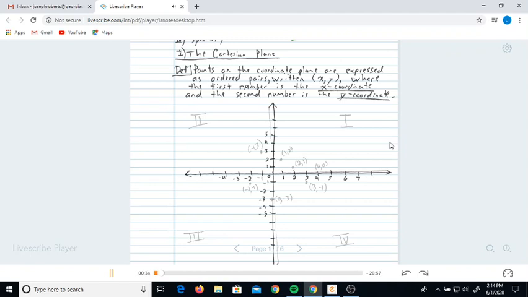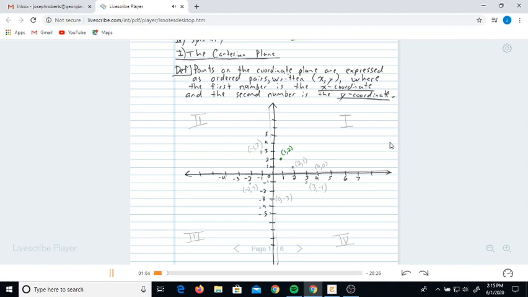Now, the Cartesian coordinate system is a two-dimensional coordinate system in which points on the coordinate plane are expressed as ordered pairs. So, the first number in the ordered pair is the x-coordinate, the second number is the y-coordinate. So, if I label this point right here, this will be at coordinate (1, 2), where the first number represents x position, the second number represents vertical positioning, or what we call the y-coordinate.